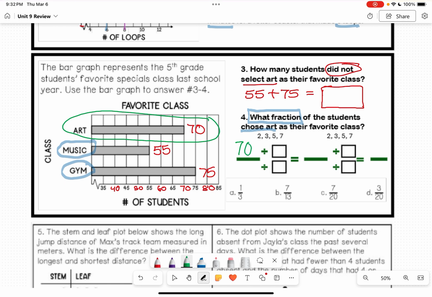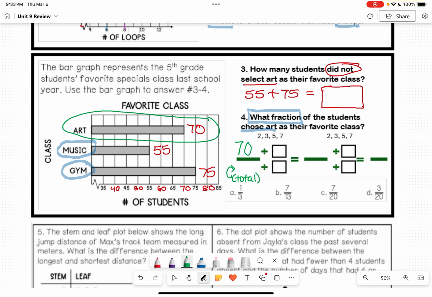The bottom of the fraction represents your total. Okay, so I'm going to put, how can I write this? I'm going to put parentheses, total, and I'm going to point somehow there. Okay, so my total, I'm going to add it all up.